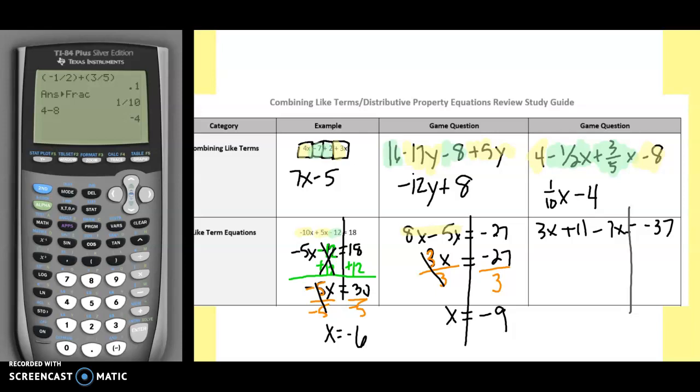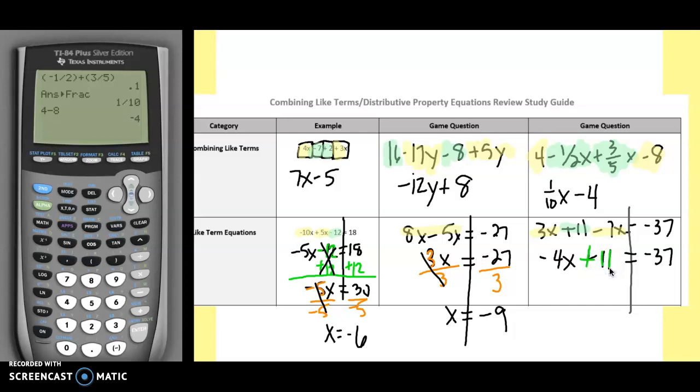You should notice that you have two x terms, 3x and a negative 7x. And then I have this regular plus 11. So putting together those terms, my yellow terms there, 3x minus 7x gives us negative 4x. And then we have a plus 11. That's going to come down. Equals negative 37.